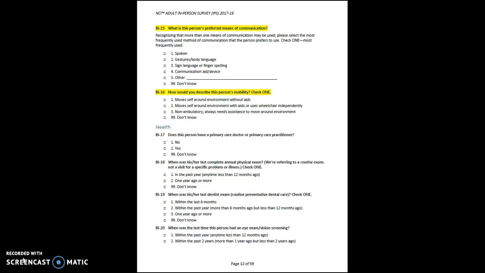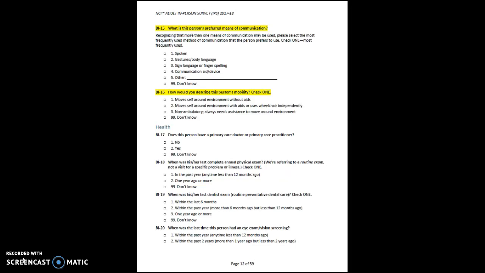We want to know about the person's mobility. This again is a check 1, so whether they move around their environment without aids, if they use some aids but use a wheelchair independently, or if they're non-ambulatory, so they always need assistance to move around.